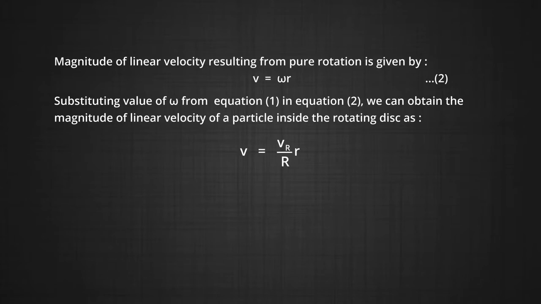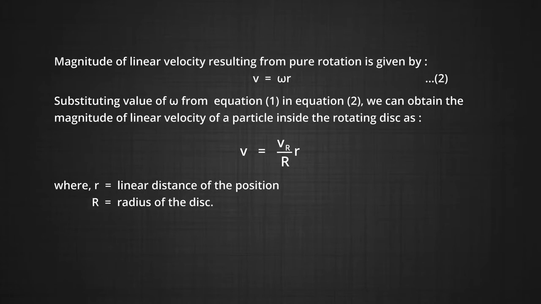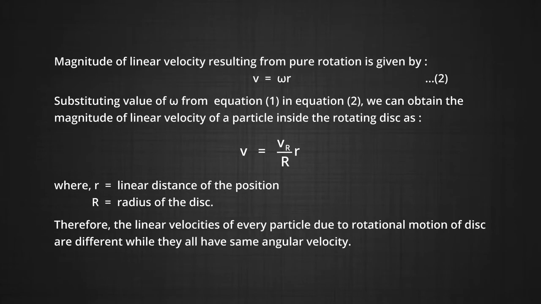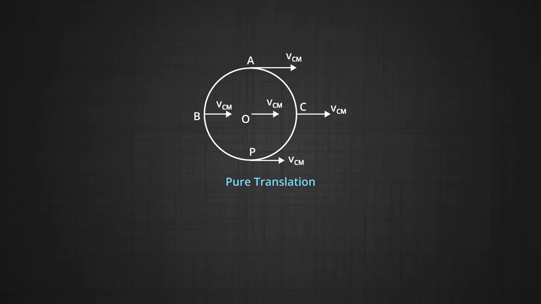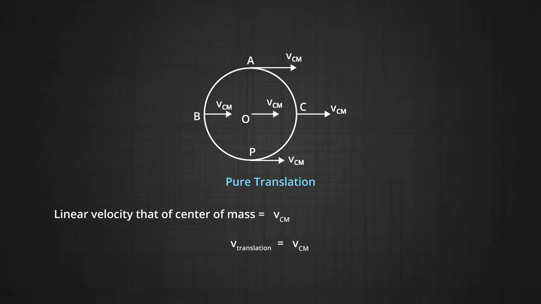We get v equals Vr times small r divided by capital R, where r is the linear distance of the position occupied by the particle from the axis of rotation, and capital R is the radius of the disc. Therefore, the linear velocities of the particles due to rotational motion of the disc are different, while they all have the same angular velocity. Now, consider the given disc to be in pure translational motion. Then each particle of the disc moves with the linear velocity of the center of mass, represented as Vcm. The translatory velocity can be written as V translation equals Vcm. Unlike the case of pure rotation, each particle, whether situated on the rim or within the disc, moves with the same velocity here.